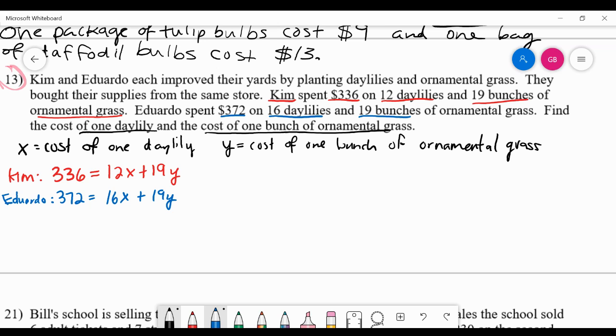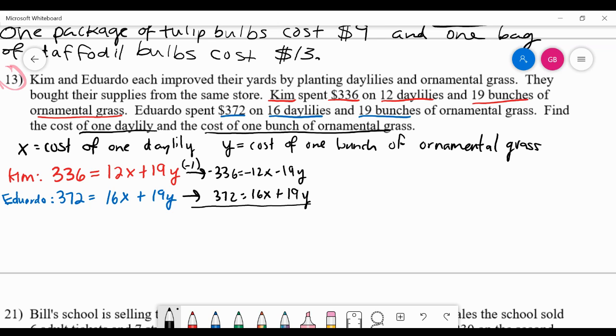Okay, notice here, now we're going to solve this system of equations. It looks like the y is the one that we're going to eliminate. So we're going to multiply the top equation by negative 1. So negative 336 is equal to negative 12x minus 19y. The second equation, we just go ahead and copy. 372 is equal to 16x plus 19y.